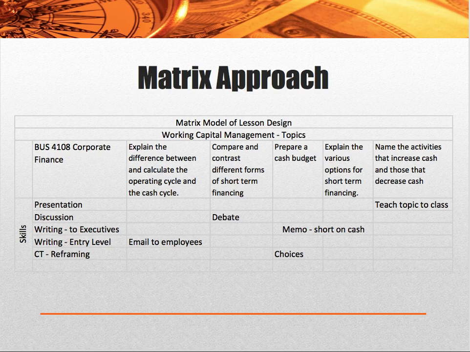So when we start thinking about how to incorporate the skills into the lessons, take your lessons and take all of the Bloom's bullet points that you already have, and then just do a matrix approach to adding the skills one by one where they fit and where they make sense. For example, in this case, I'm explaining the difference between and calculating the operating cycle and the cash cycle. What we're going to do is talk about operating cycle versus cash cycle to employees, and we're going to send them an email. So it's very short, very simple.